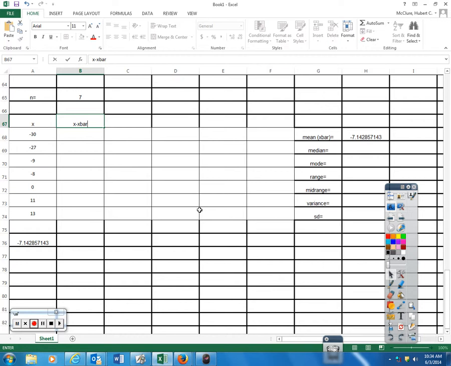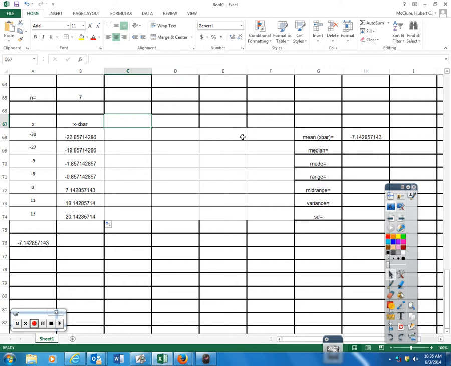I'm talking about the standard deviation. We can get all these other things, the mean, median, mode, that's not a big deal. I'm going to go ahead and get this variance and standard deviation first. So x minus x bar, so that'd be equal to negative 30 minus this guy, and always hit F4 when you lock the mean so it won't read these blank boxes down here if you use a spreadsheet. And we're going to copy those down.